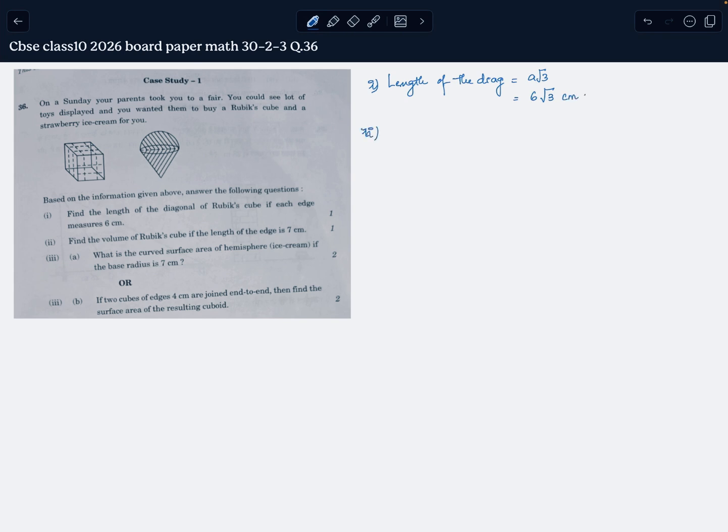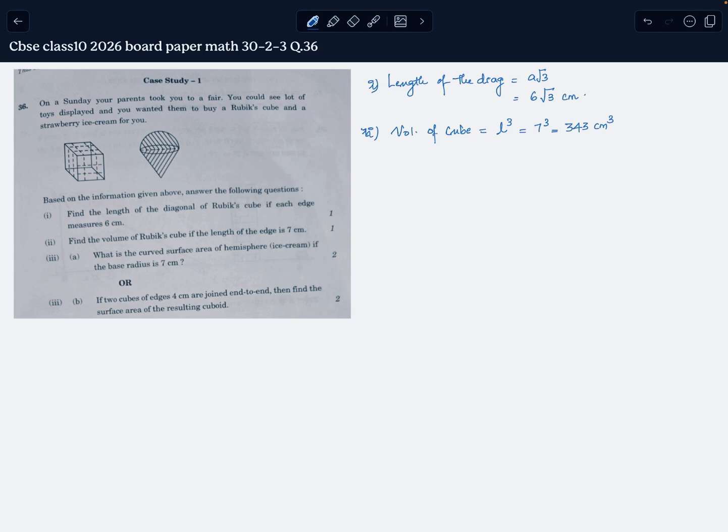Question 2. Find the volume of the Rubik's Cube if the length of the edge is 7 centimeter. Volume of the cube is, if we represent the edge as L, it is L cube, that is 7 cube, which is 343 centimeter cube.